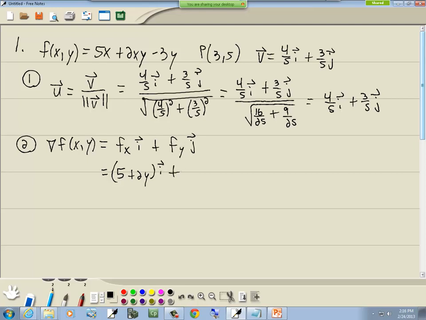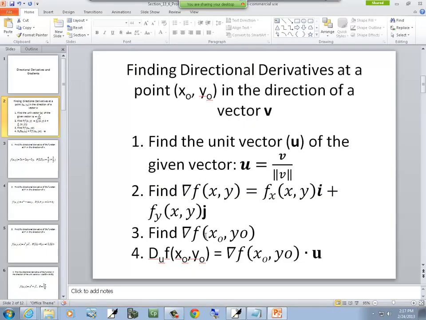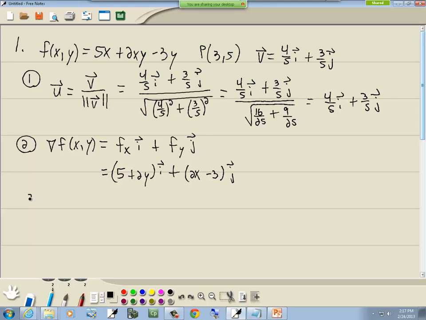i. Then the partial with respect to y, well, the 5x drops away. The derivative of y is 1, and the 2x is considered the constant part, so this would be 2x. Minus 3, the derivative of this with respect to y, j. Okay. That's step 2. Now, step 3 is to plug in our given point for x and y. So del f of (3, 5). This is x and this is y, so we're going to have 5 plus 2 times 5, because that's our y, i, plus 2 times x, and x is 3, minus 3, j.